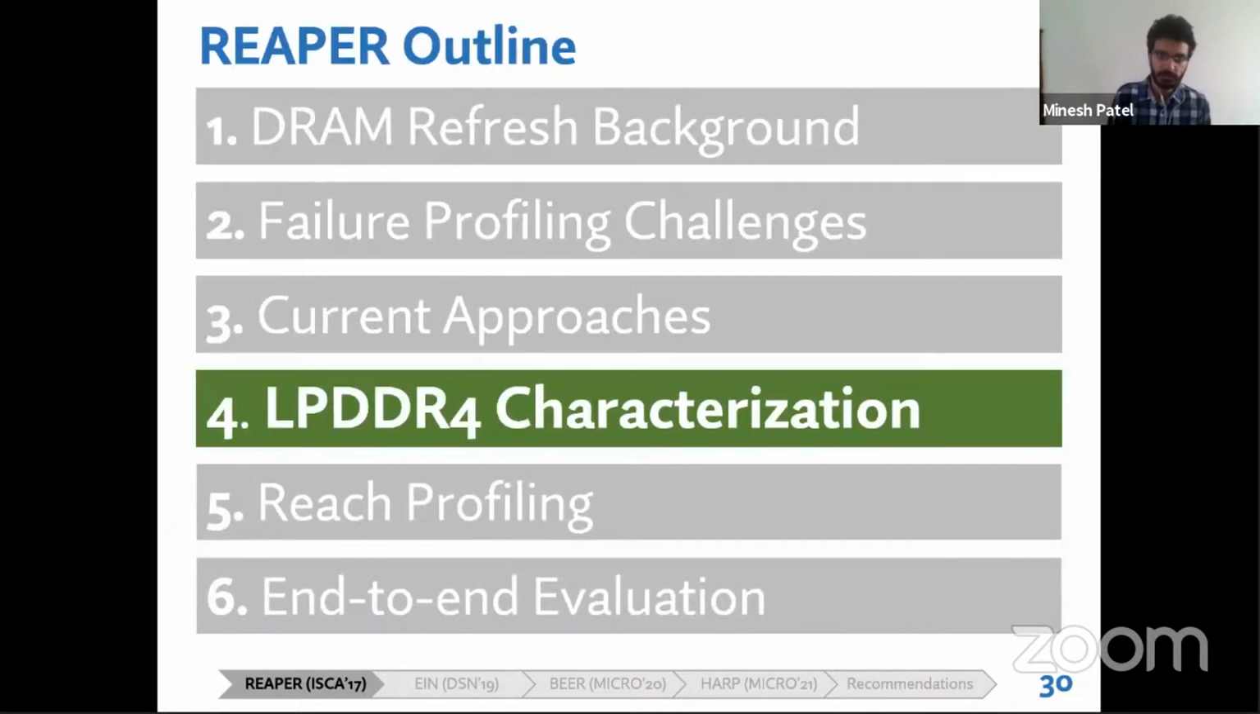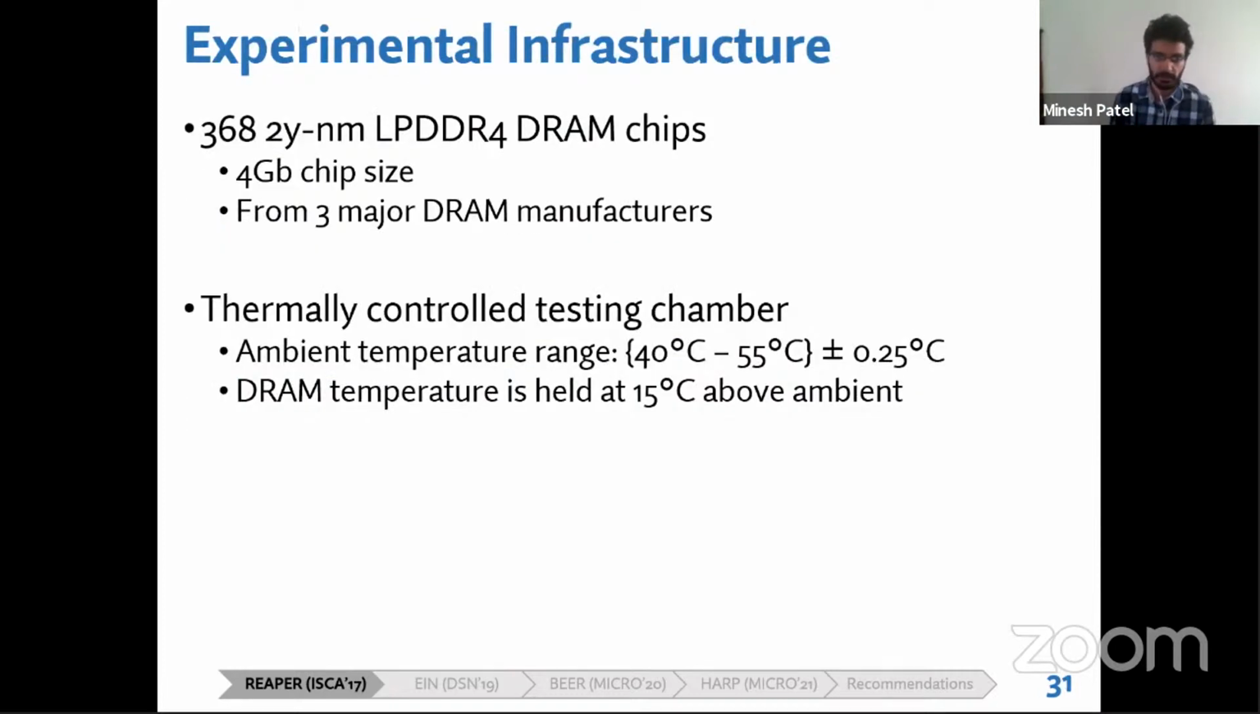Okay, so now I'll talk a bit about our experimental characterization study of LPDDR4 DRAM chips. In terms of our experimental infrastructure, we test 368 state-of-the-art LPDDR4 DRAM chips, where each chip is 4 gigabits in size, and we have chips from across 3 major DRAM manufacturers.